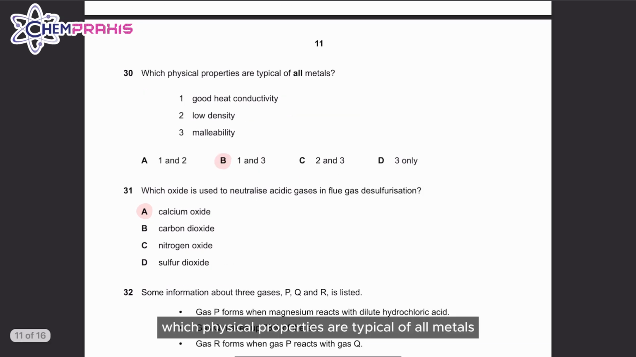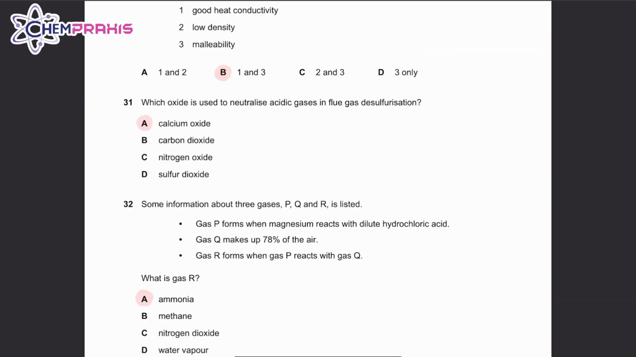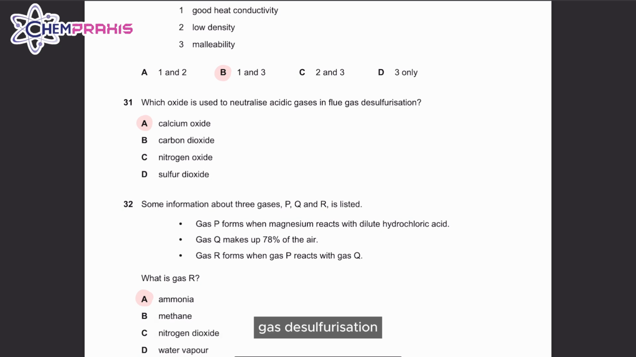Next, which physical properties are typical of all metals? All metals have good heat conductivity as well as malleability, therefore your answer will be B. Which oxide is used to neutralize acidic gases in flue gas desulfurization? Calcium oxide is the only oxide listed here that is used to neutralize acidic gases in flue gas desulfurization.